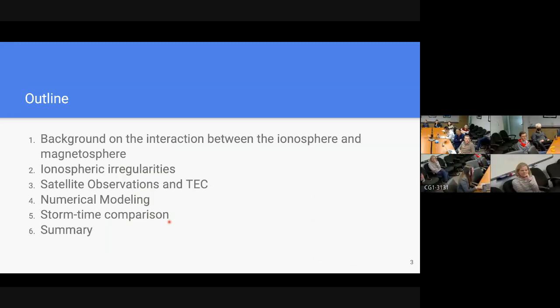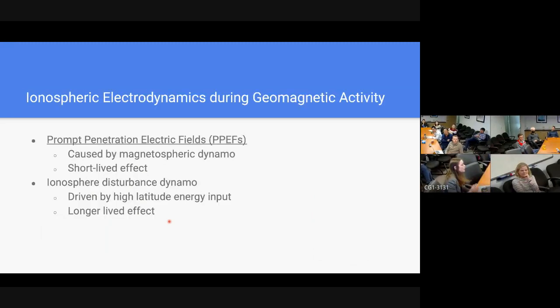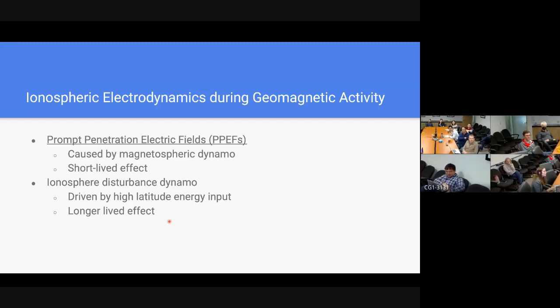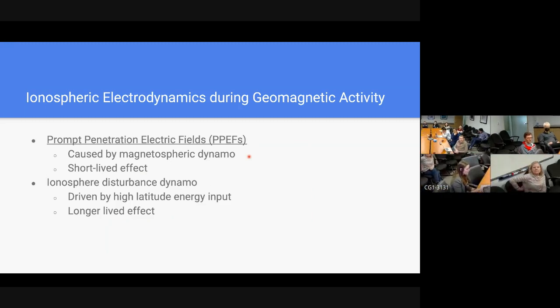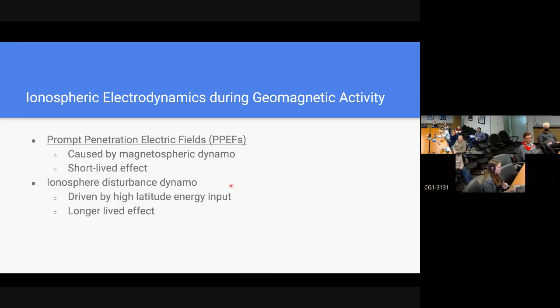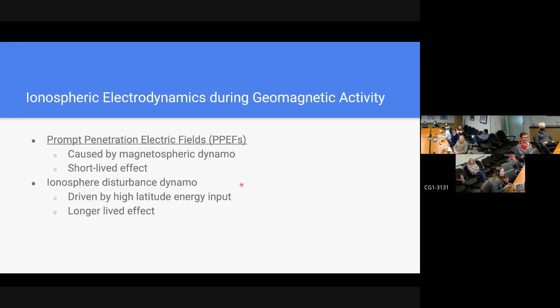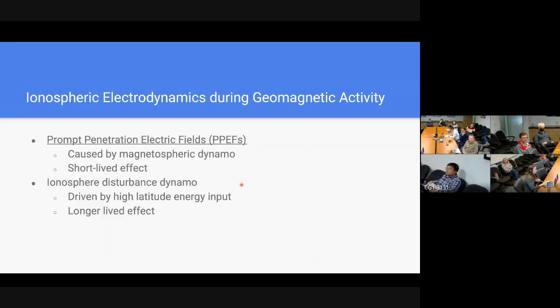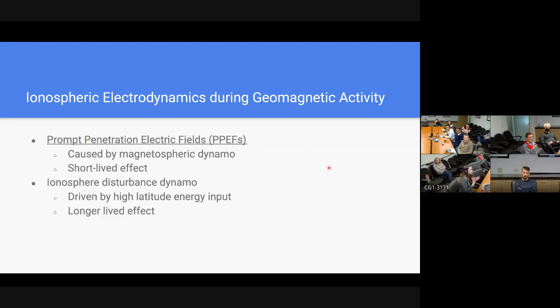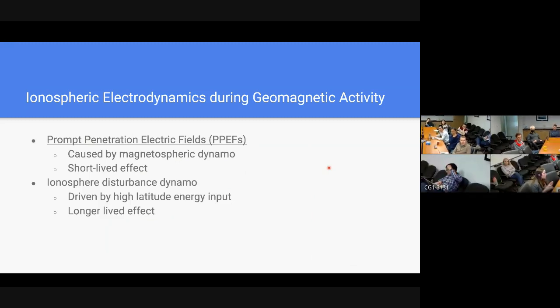So, during major geomagnetic storms, there are two major types of geomagnetic activity: prompt penetration electric fields, which are the direct result of the magnetospheric dynamo, and the ionospheric disturbance dynamo, which is primarily driven by high latitude energy input and heating in the thermosphere. For this study, I'm focused primarily on the prompt penetration electric fields, which are a much shorter lived effect, since they're the result of the ring current failing to shield the ionosphere from the magnetospheric electric field. So they're going to happen very quickly.